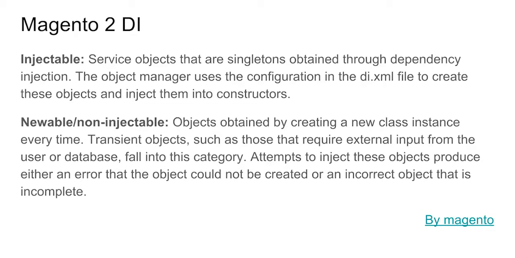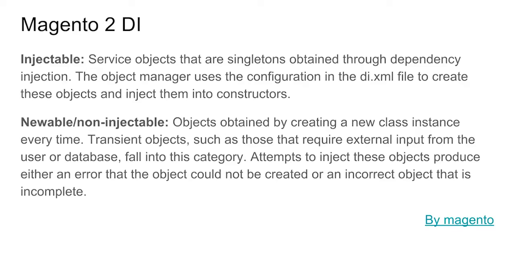Magento 2 developers came up with their own definitions, and they propose two groups of objects. The first one is injectable objects, which are basically the service objects. If you go through the documentation, you will see that they treat service objects as singletons. That means the Object Manager creates a single instance of a service, and this instance is used during the whole request-response cycle. The second group is viewable or non-injectable objects.